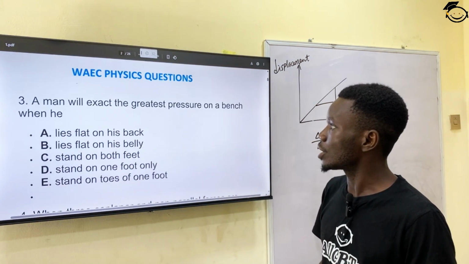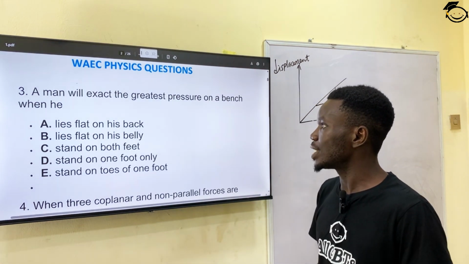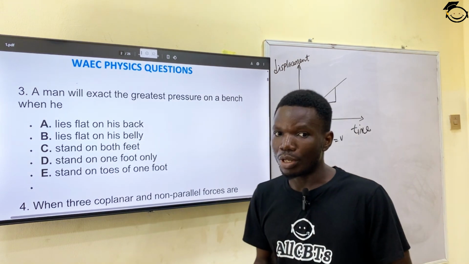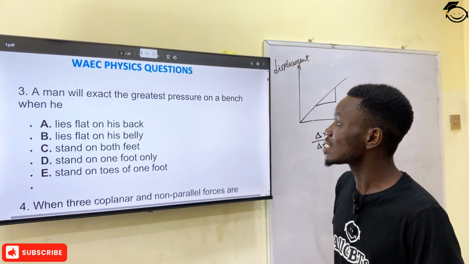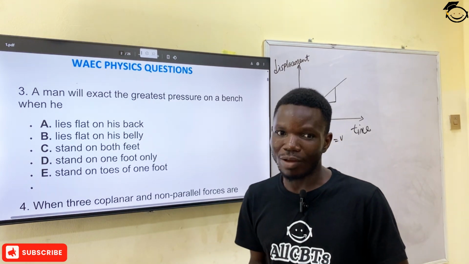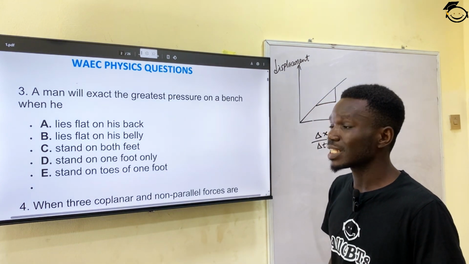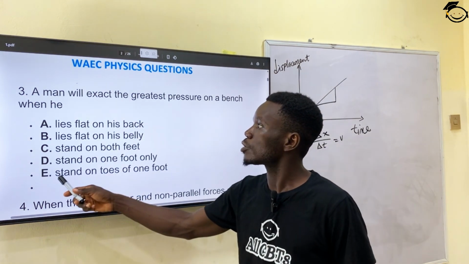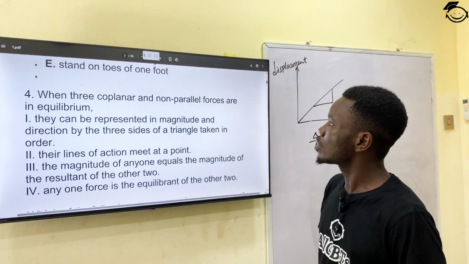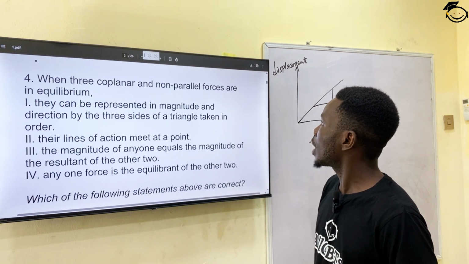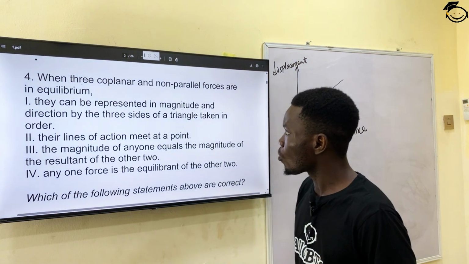That takes us to question number 3. Question number 3 says, a man will exert the greatest pressure on a bench when he dash. So a man will exert the greatest pressure on a bench when he stands on toes of 1 foot. So when he stands on toes of 1 foot, he will be exerting the highest amount of pressure, which is option E.